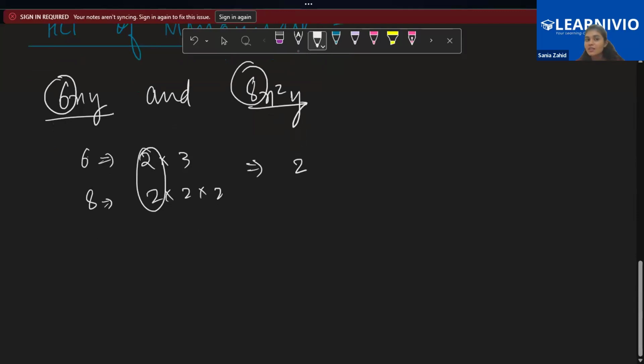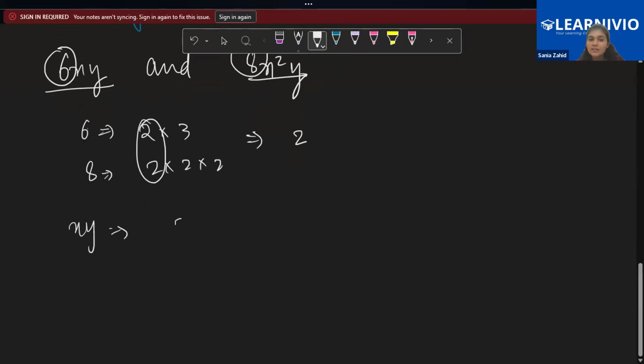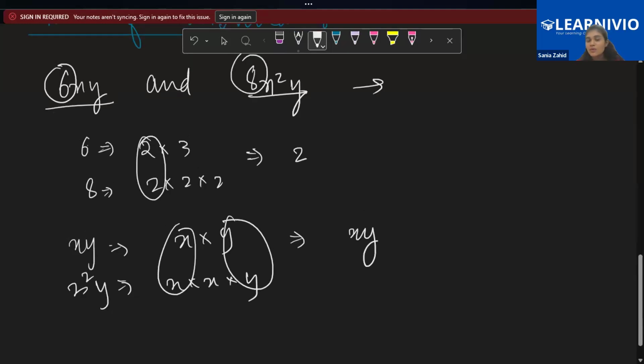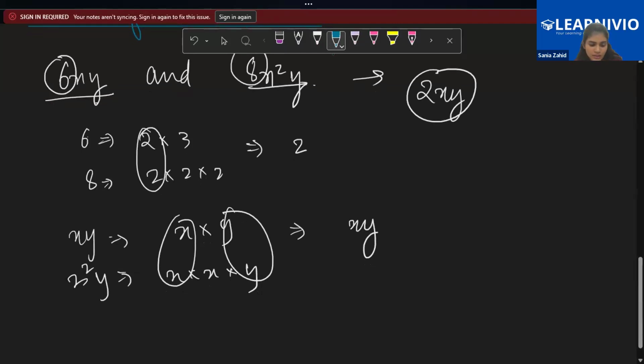Now what is the HCF of the second term, xy and x square y? See, xy is written as x into y and x square y is written as x into x into y. So your common term is x, your common term is y. So the HCF of xy and x square y is xy. So the HCF of 6xy and 8x square y is 2xy, 2 from the number side and xy from the variable side. Right, children? Yes, ma'am.